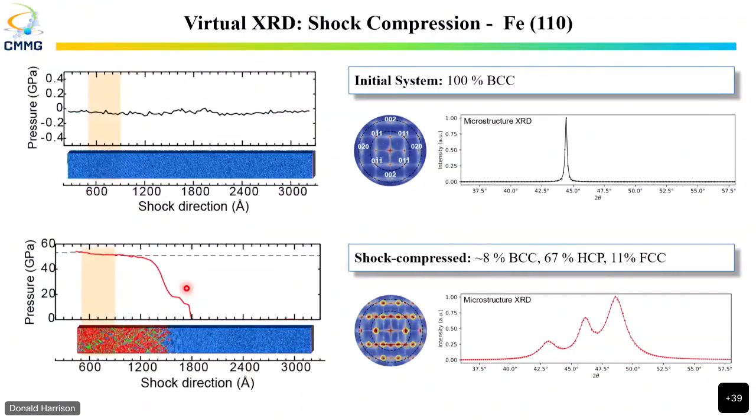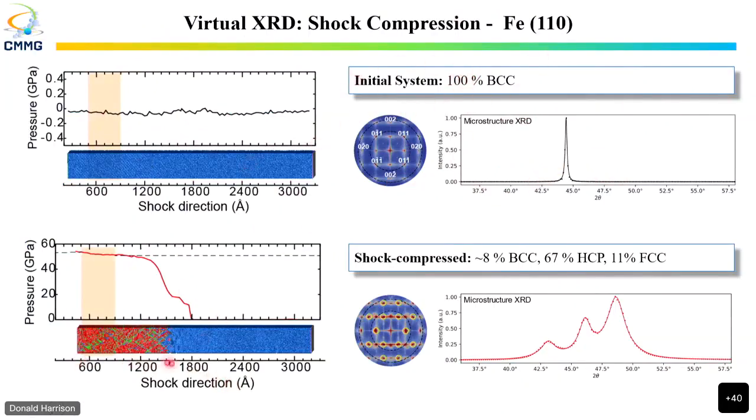So the first test was, if we run simulated diffraction analysis of deformed microstructures, do we get similar signatures to what you would get in an experiment? So this is your ambient system over here. These are your diffraction peaks. This is your intensity profile over here. This is the initially equilibrated 100% BCC.